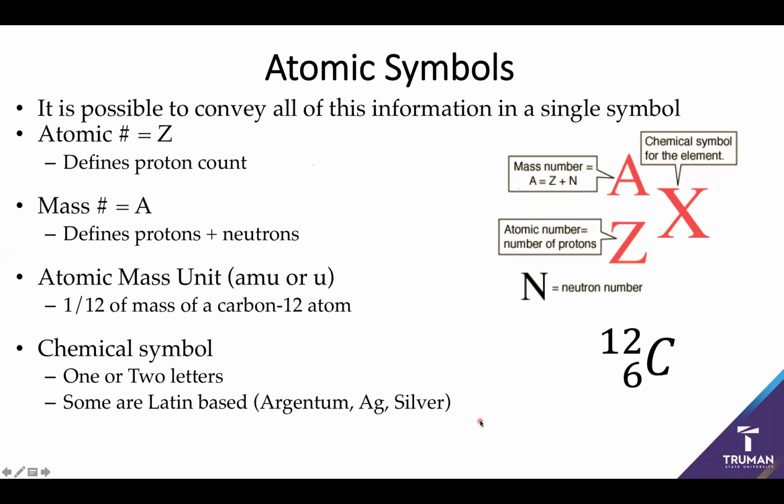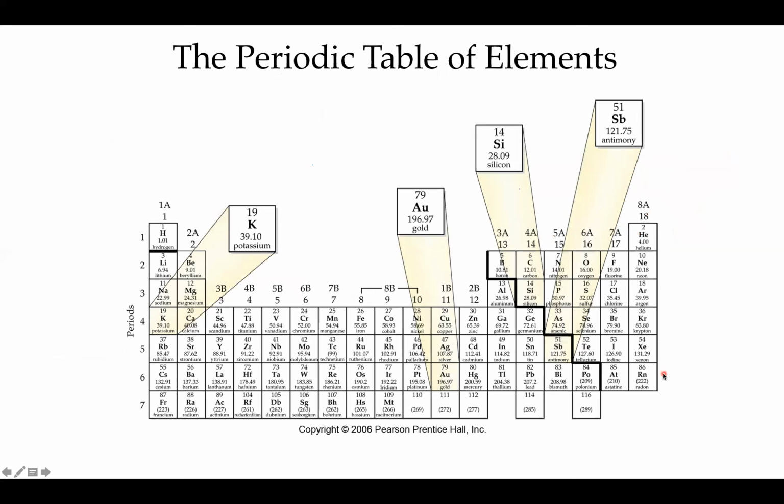Now, one of the reasons why it's very useful to have a condensed form or description of all of this elemental information is because we can combine that into the wonderful item that is the periodic table of elements.